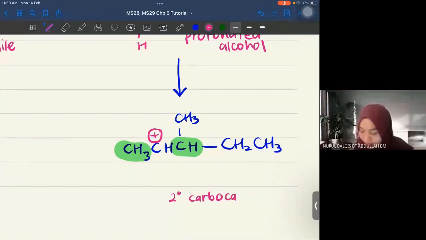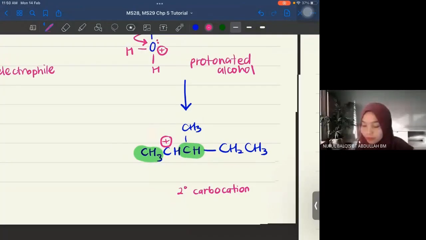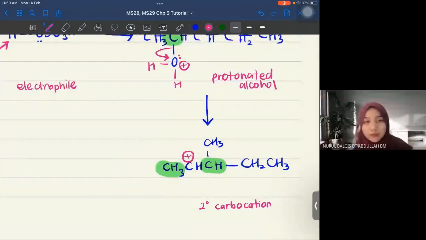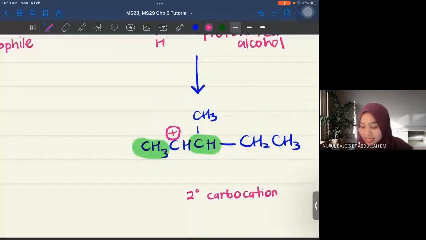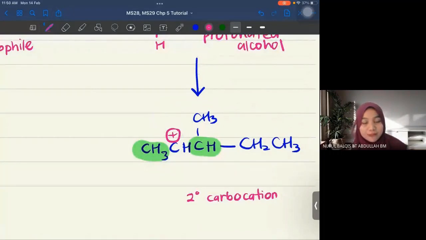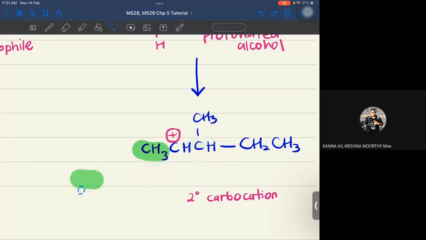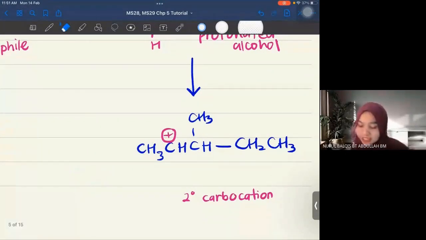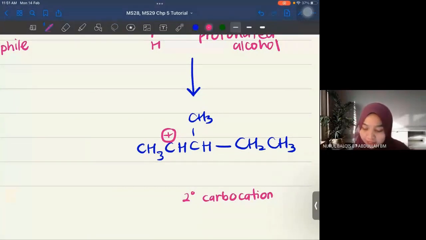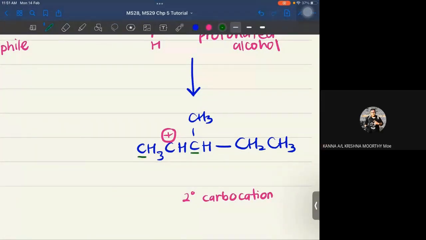Whenever you have carboxyl ion, you need to look for the possibility for them to gain a higher stability or not. Sekarang secondary, kalau ikutkan boleh pergi sampai tertiary, tapi check juga possible ke tak untuk structure ni. Do you think that this secondary carboxyl ion can become a more stable carboxyl ion if they rearranged? Boleh. Macam mana kita tahu boleh ke tak? Kita kena tengok adjacent carbon kan? Yes, adjacent carbon.